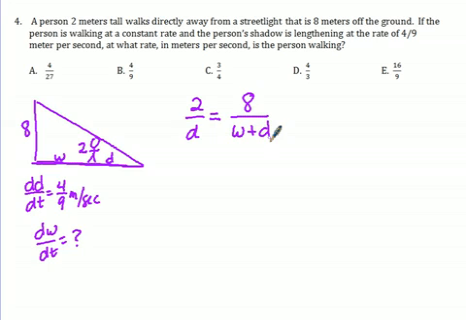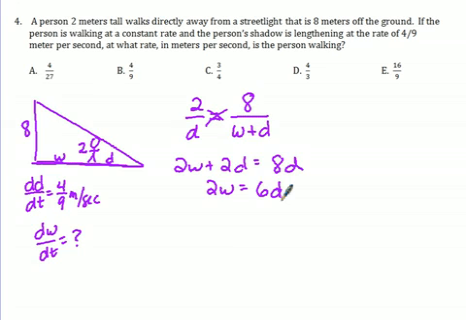Now at this point we could do a derivative, but I would rather do a little algebra to make this a little cleaner, a little easier before we do a derivative. So I'm going to cross multiply. 2W plus 2D is equal to 8D. And I'm even going to combine my D's, get them on the same side. So 2W equals 6D. So now I'm ready to do a derivative. The derivative of 2W is just 2, but of course dW/dt, equal to the derivative of 6D is just 6 times dD/dt.